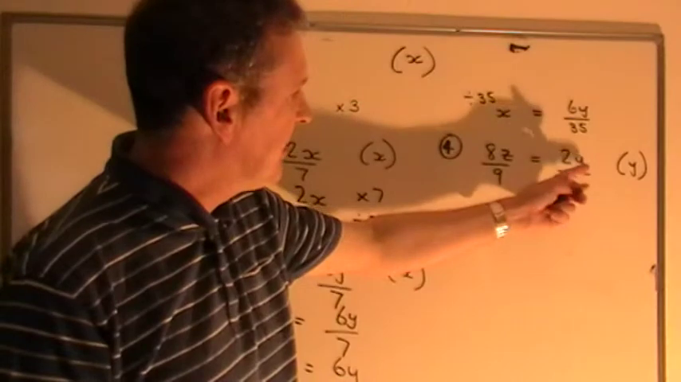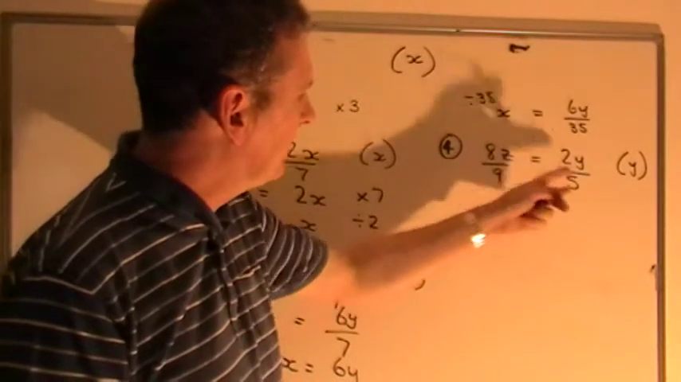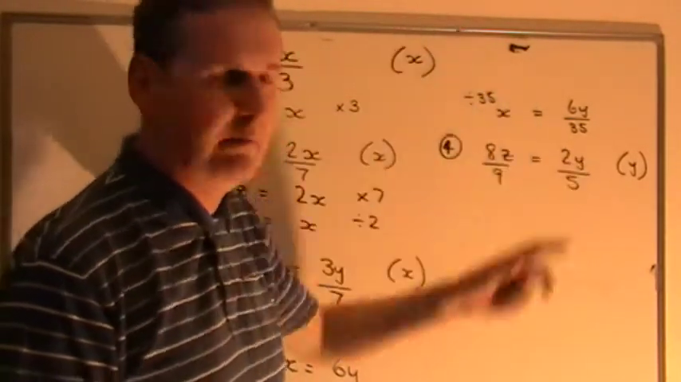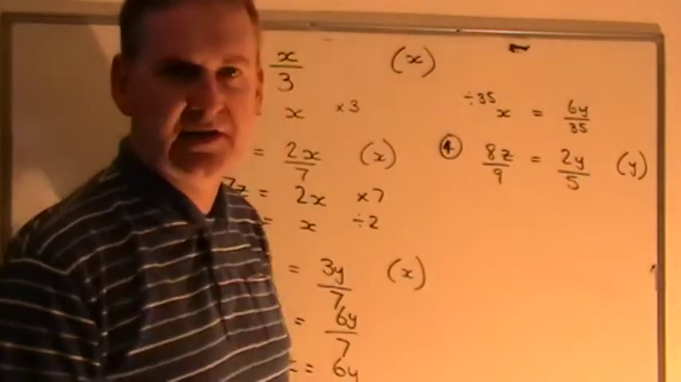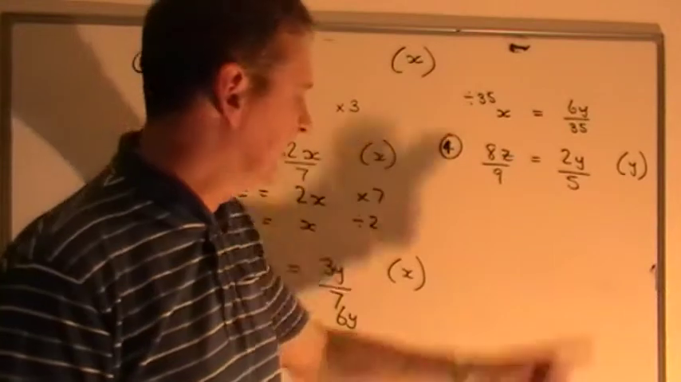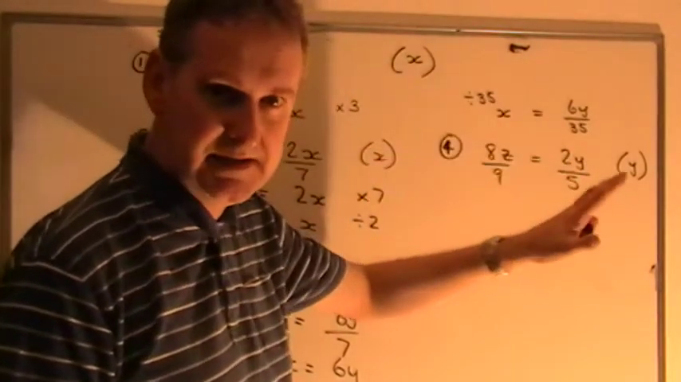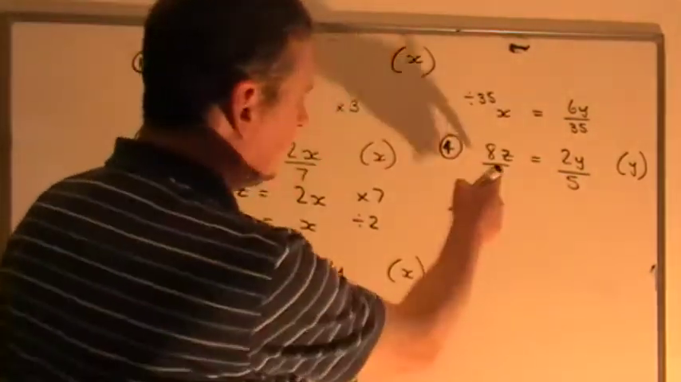Y is on the right hand side. At the moment there is no subject of the formula at all, but y is on the right. I want to get y on its own. First of all, I would say I've got both these fractions to deal with. Let's get rid of those awkward fractions. I'll deal with the 2 on the y later. Deal with these fractions. I'll deal with the share by 9.